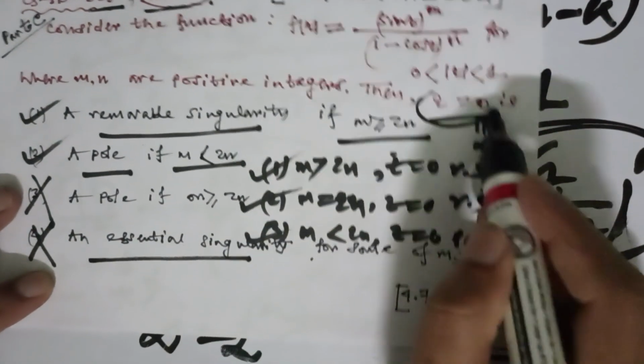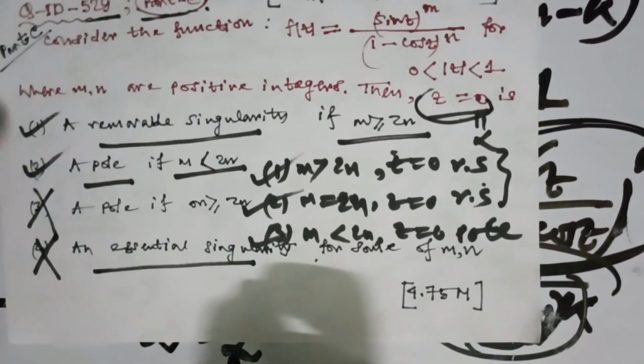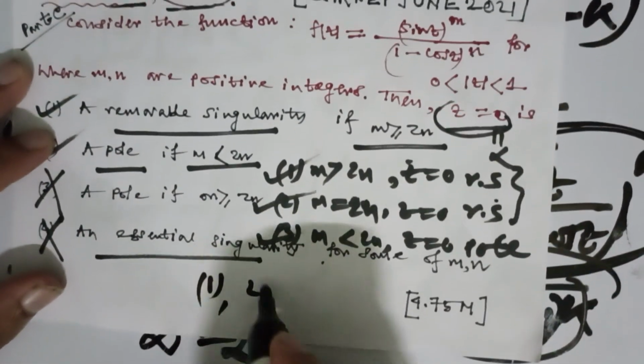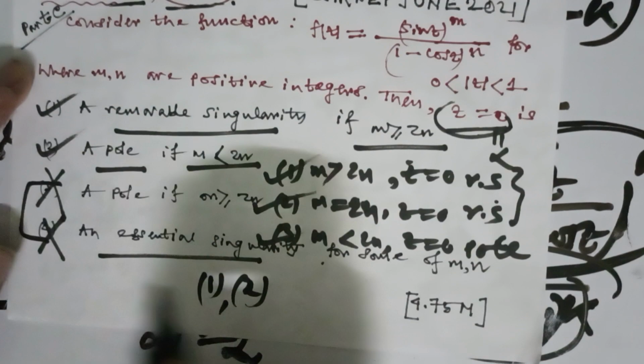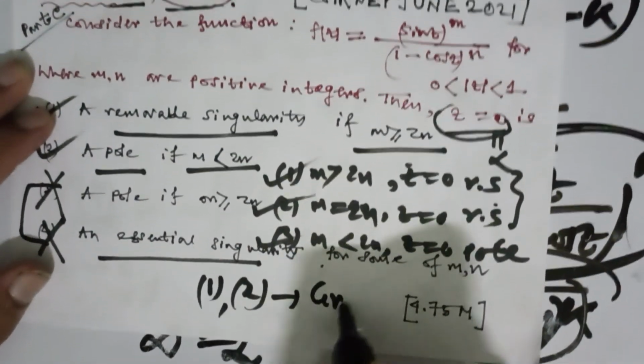So z equal to 0 can never be an essential singularity. So in this question, options 1 and 2 are correct, and options 3 and 4 are incorrect. The correct options are 1 and 2.